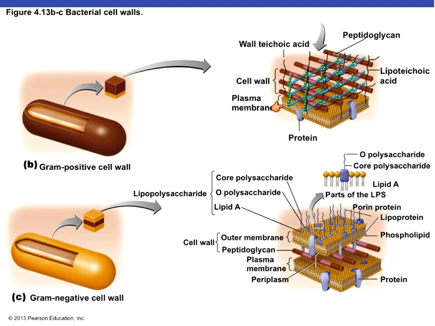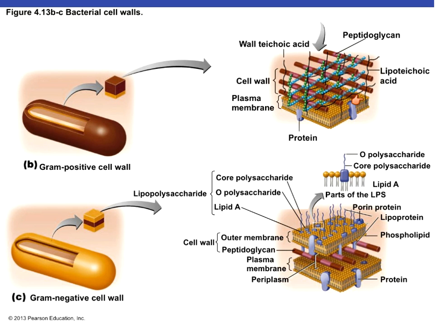If we were to look up close at this gram-positive cell wall, we find that we have the plasma membrane, and we have the cell wall, which is made out of that NAM and NAG, N-acetylglucosamine and N-acetylmuramic acid. And then we also have these teichoic acids. We have wall teichoic acids that help to stabilize the peptidoglycan layer, and then you also have the lipoteichoic acids that anchor the cell wall to the plasma membrane.